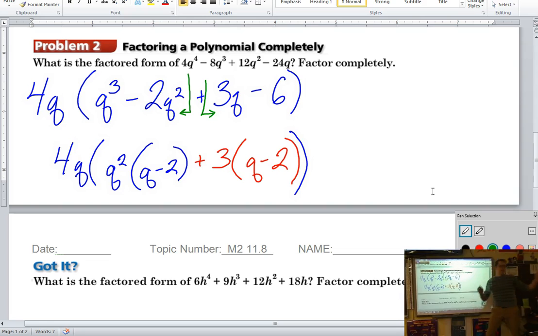Now we rearrange. Move everything around to clean it up. The only difference here is we have the 4q outside. Aside from that, we now have this binomial matching this binomial. So we put those together. Now remember, 4q just keeps coming along for the ride. So we start with this equals 4q times the quantity.